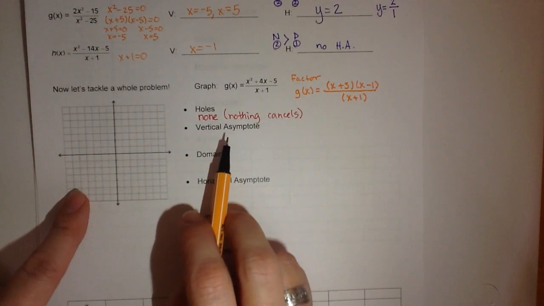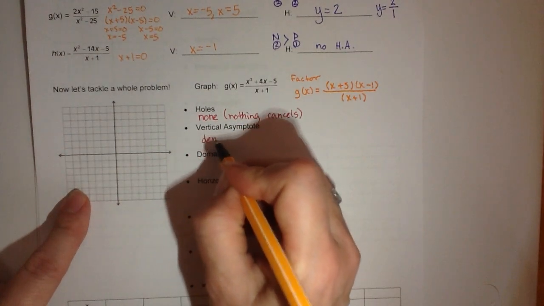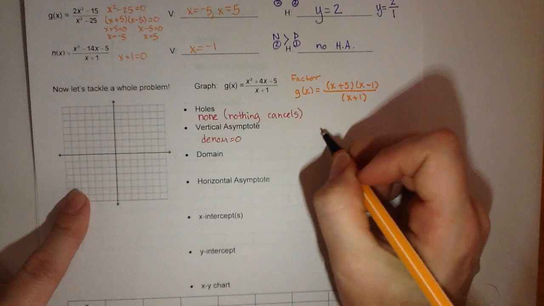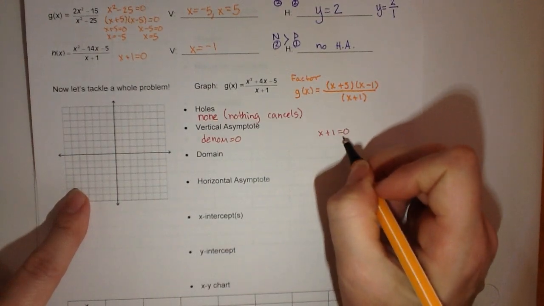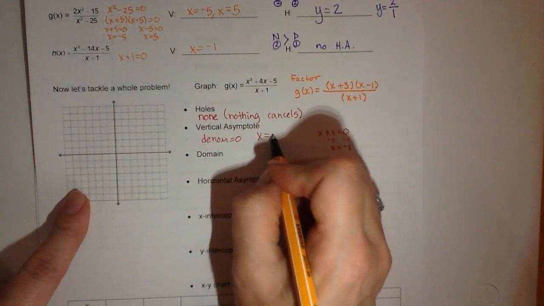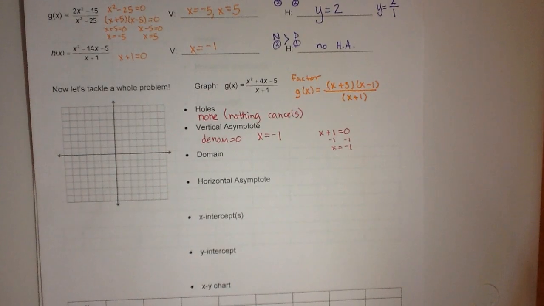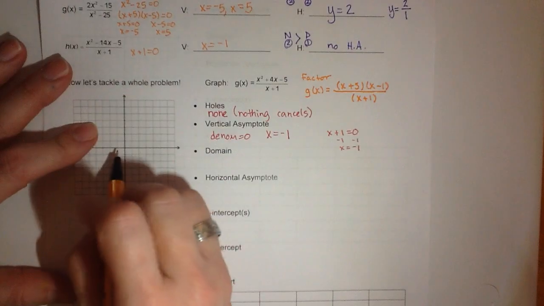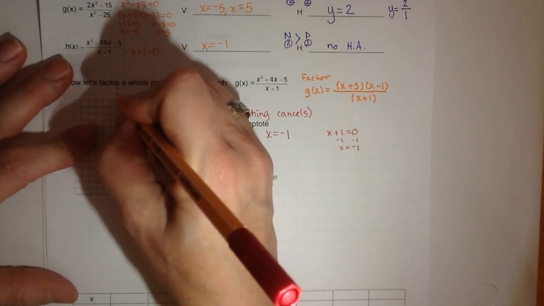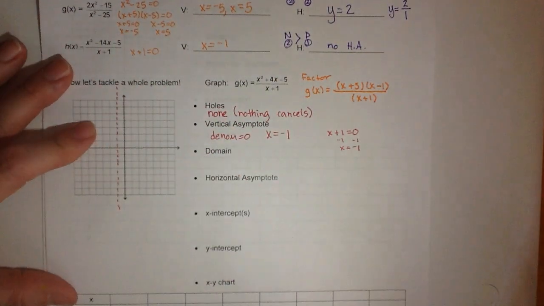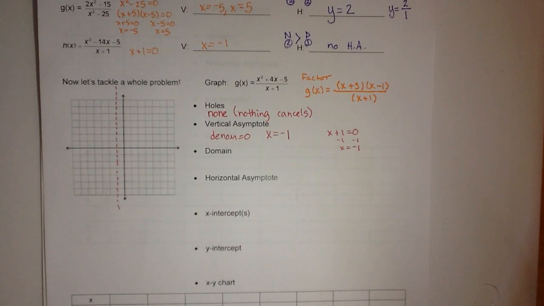For vertical asymptotes, we are going to set the denominator equal to 0. So I have x plus 1 here. So I go x plus 1 equals 0, solve for x, so minus 1 minus 1, x equals negative 1. So my vertical asymptote is x equals negative 1. Now a vertical asymptote is going to go on the graph as a vertical line that is going to be dashed. So I can go to negative 1 on x and put a vertical asymptote as a dashed line on my coordinate plane.